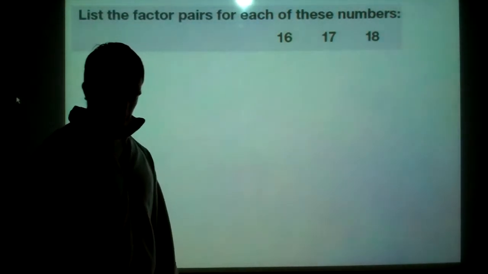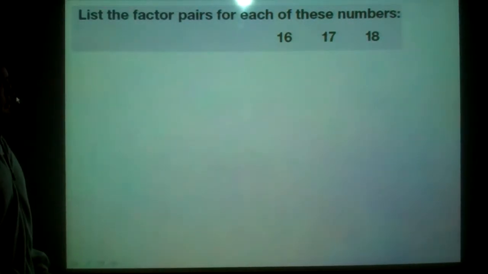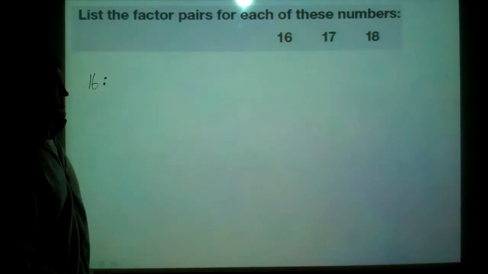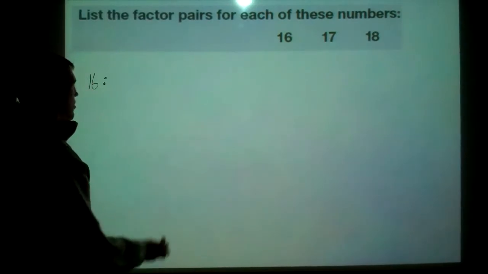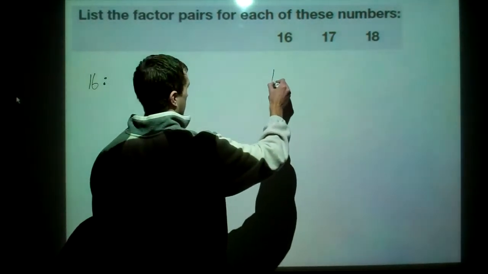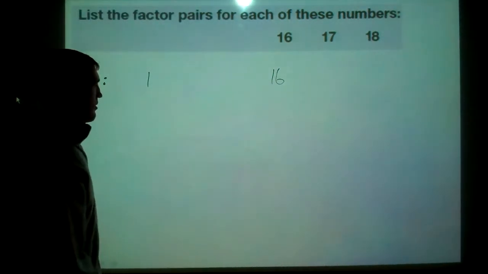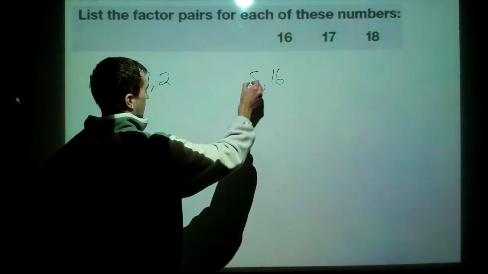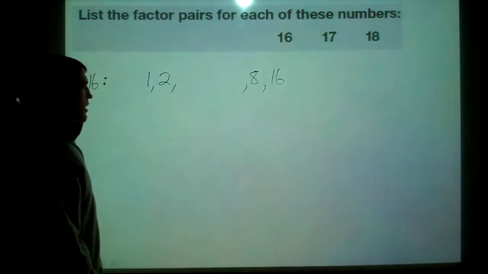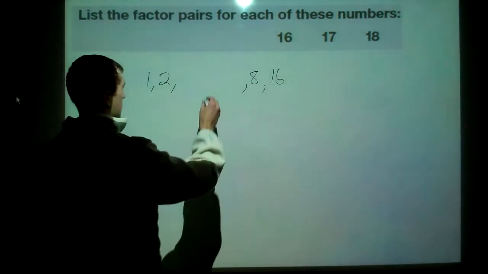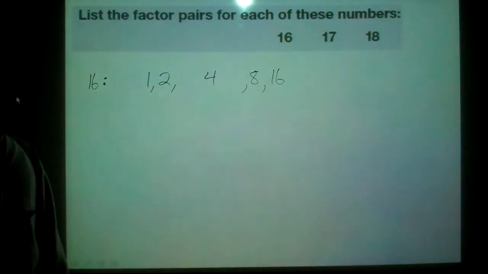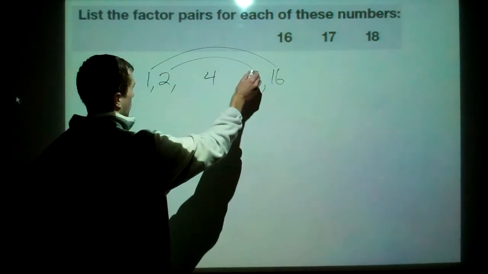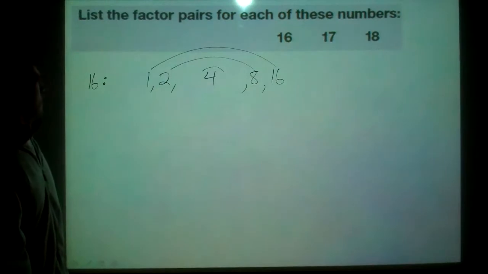Alright, list the factor pairs of each number. Okay, so if we look at 16, this is how we do this. 16 has a certain amount of factors. I know that 1 and 16, if we multiply those two together, we get 16. I know that 2 goes into it, so 2 and 8, 2 times 8 will get us to 16. And I also know that 4 times 4 will get us to 16. So if we look at this, we get a little rainbow here. 1 and 16, 2 and 8, and 4 and 4. So those would be the pairs.